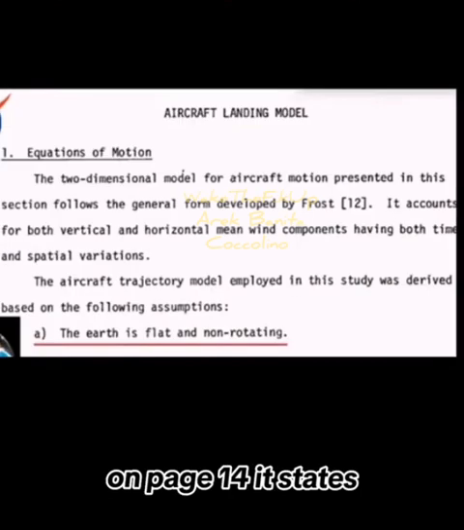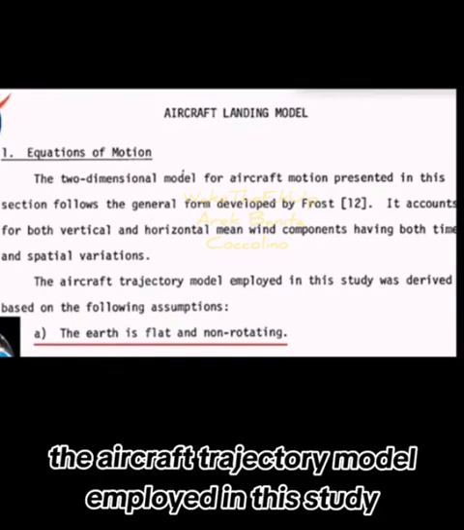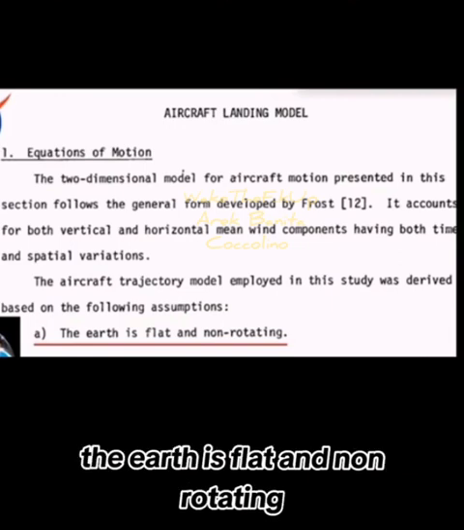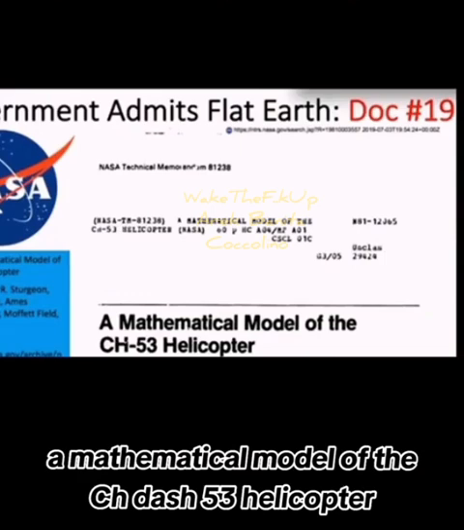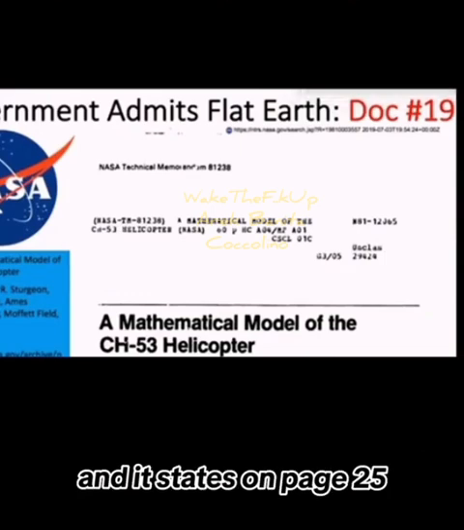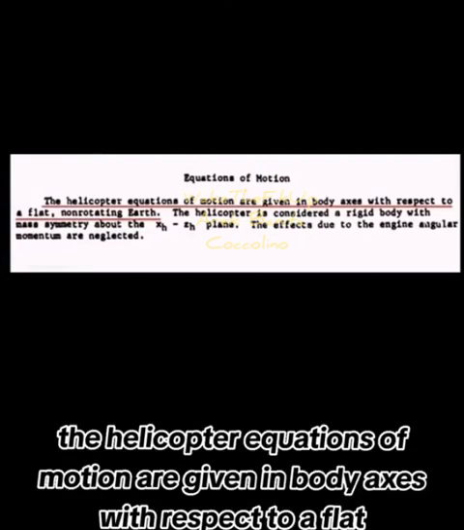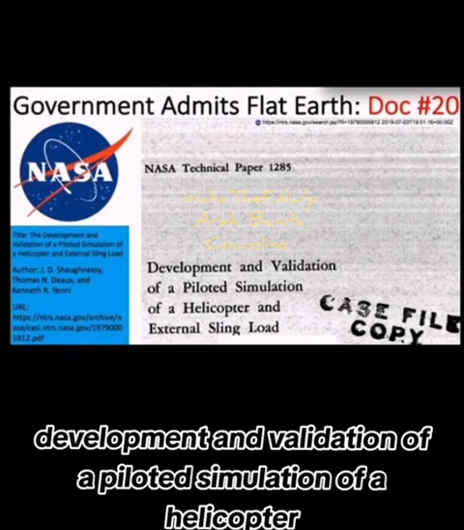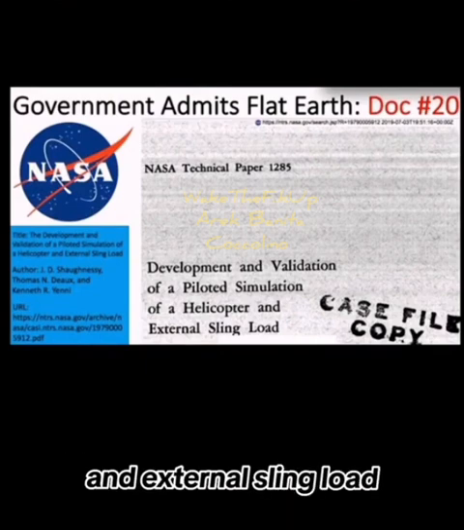On page 14, it states the aircraft trajectory model employed in this study was derived based on the following assumptions. A. The Earth is flat and non-rotating. A mathematical model of the CH-53 helicopter. And it states on page 25, the helicopter equations of motion are given in body axes with respect to a flat, non-rotating Earth.